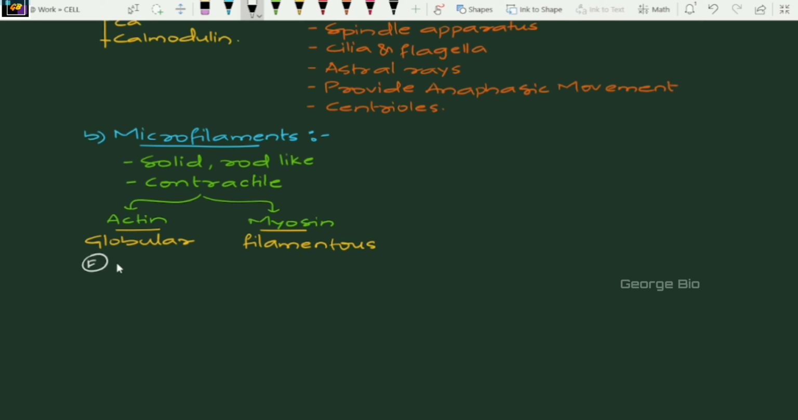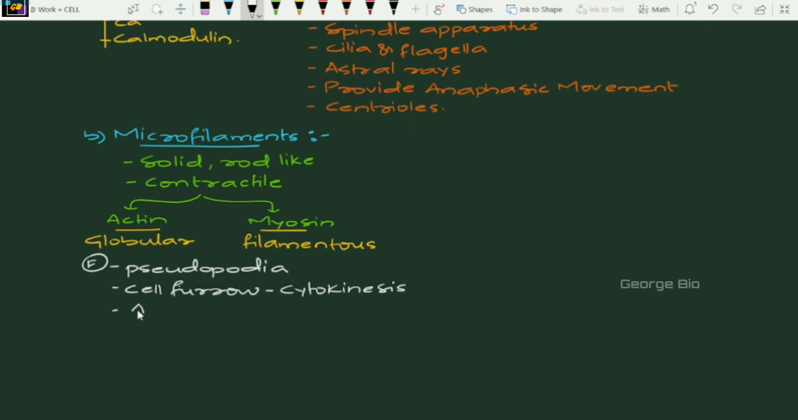If you look at the function, as it's a contractile fiber, it can contract and bulge towards outside, or else it can contract and invaginate towards inside. If it bulges out, it helps in formation of pseudopodia. Pseudopodia formation is due to the activity of microfilament. If it invaginates inside, that helps in formation of cell furrow, due to which it promotes the cell furrow method of cytokinesis. So it helps in cell furrow formation, and that is helping in cytokinesis.